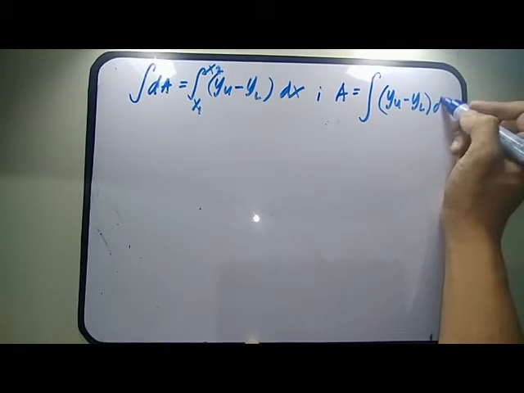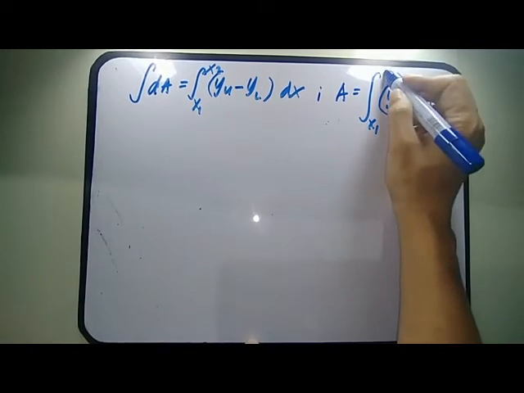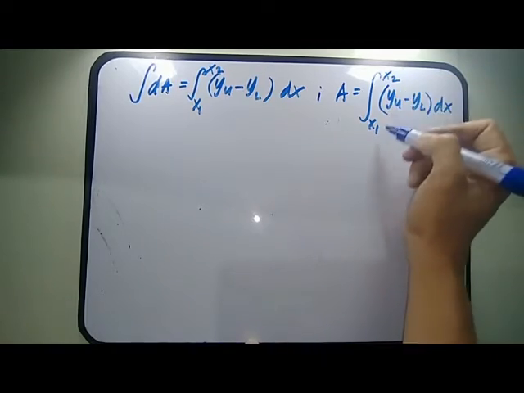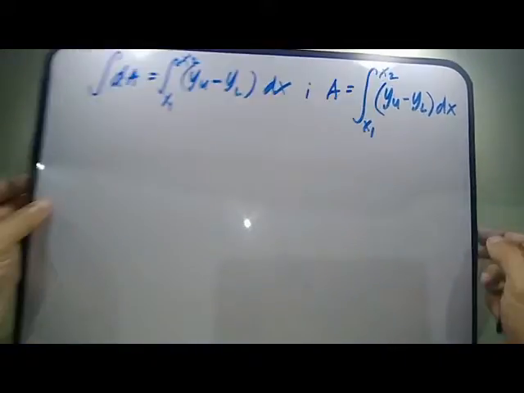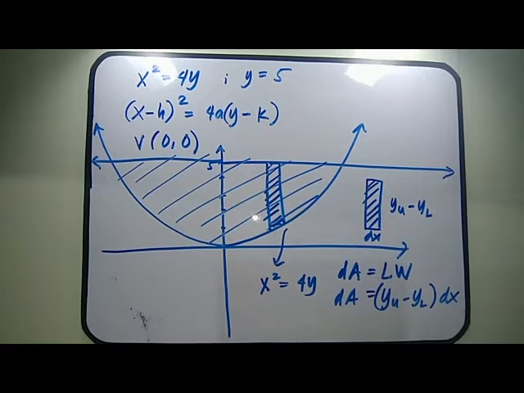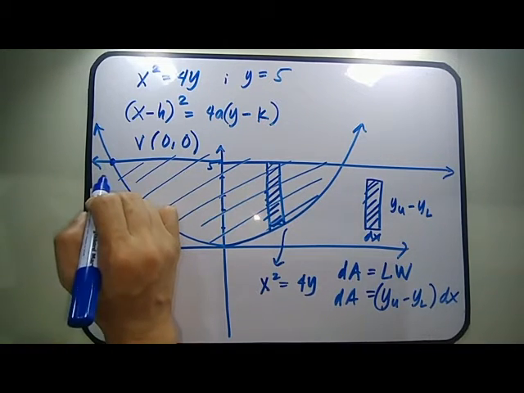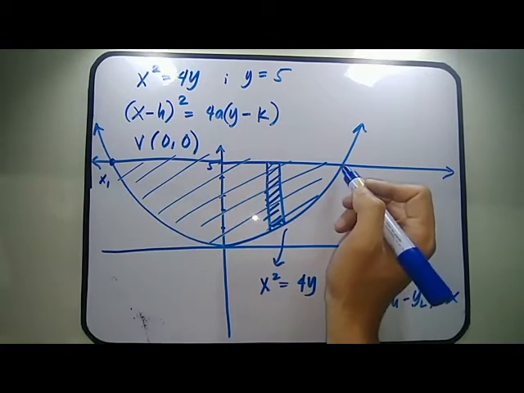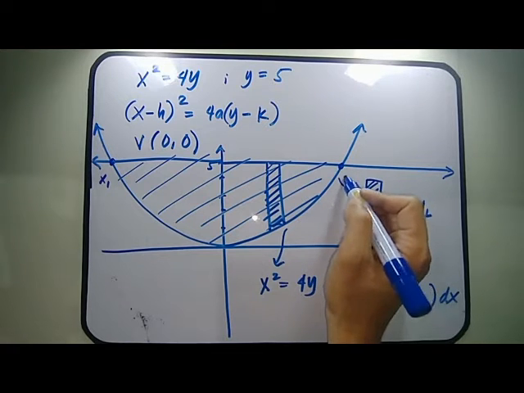Now we need to determine all those elements. So what is x sub 1? So x sub 1 is actually the intersection there. So that is x sub 1, this is x sub 2. So those are the boundaries. So we need to determine that x sub 1.